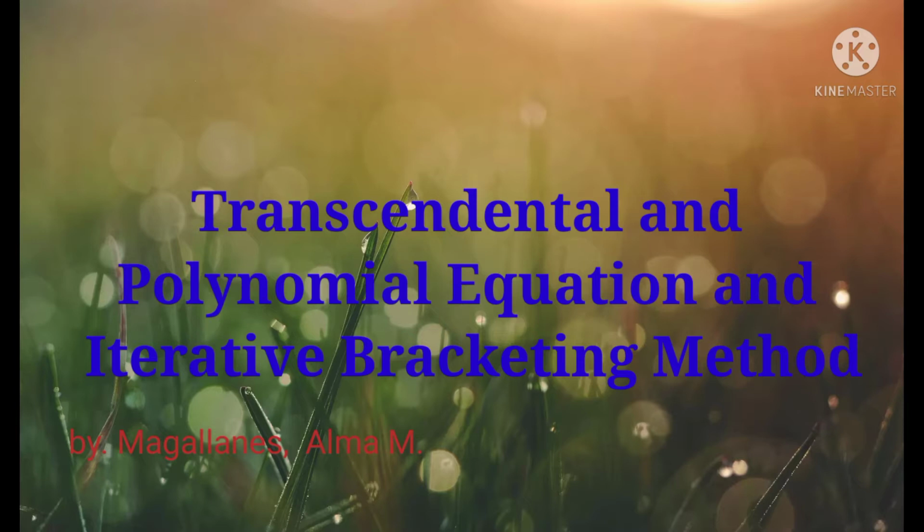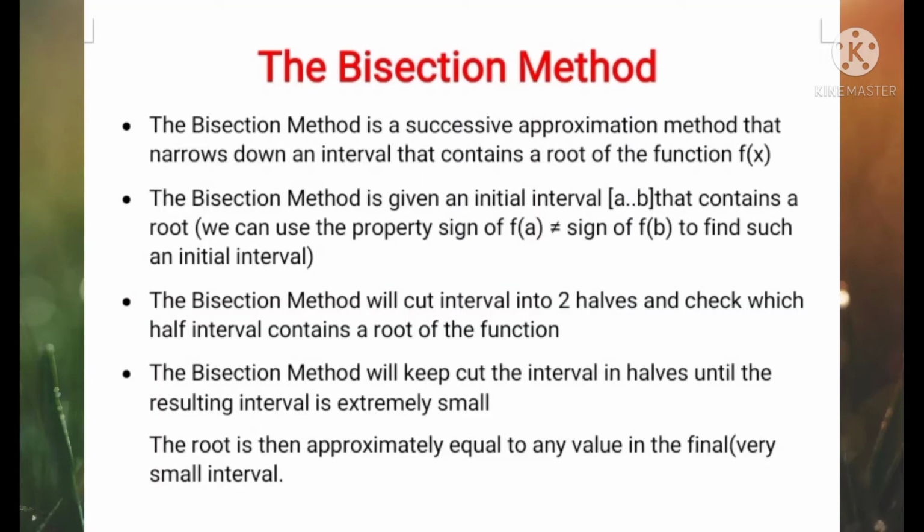Iterative bracketing has two methods, which are the bisection method and the regula falsi method. So, what is the bisection method? The bisection method is a successive approximation method that narrows down an interval that contains a root of the function. The bisection method is given an initial interval that contains a root. We can use the property that the sign of f of a is not equal to the sign of f of b to find such an initial interval.